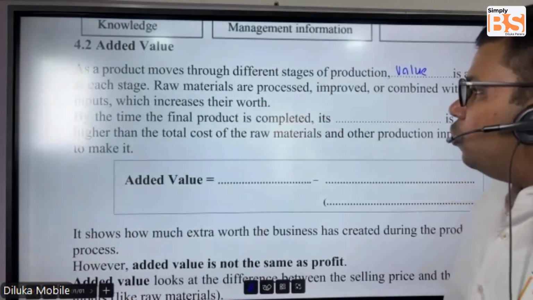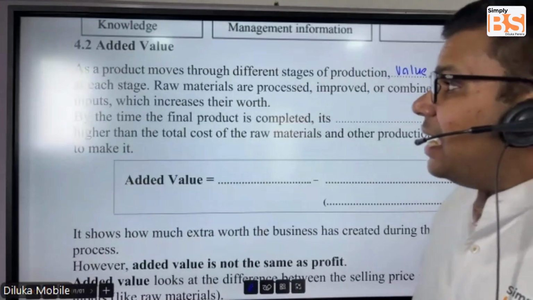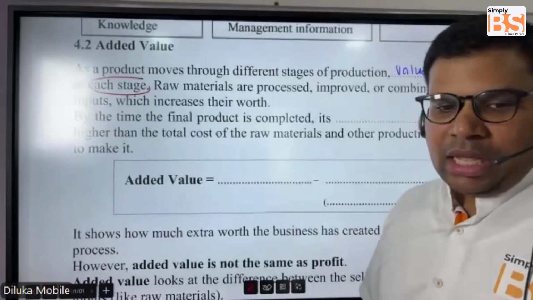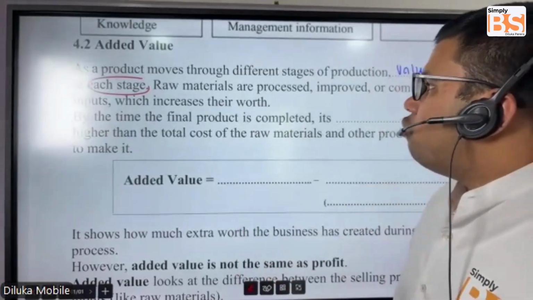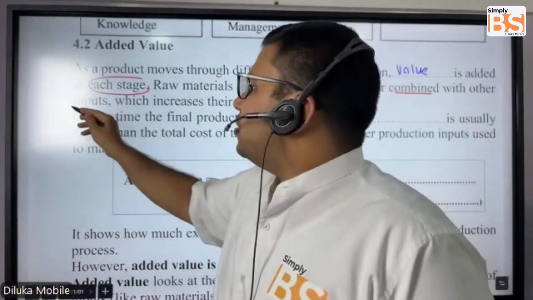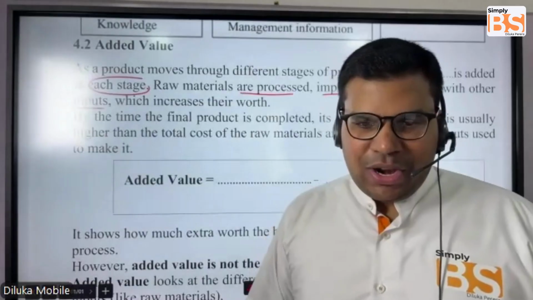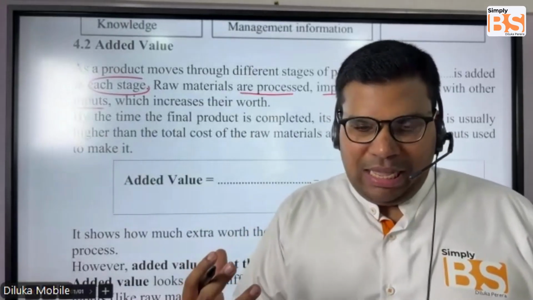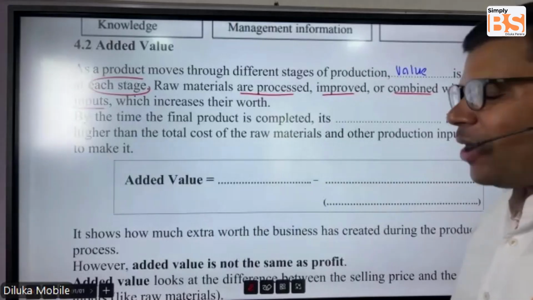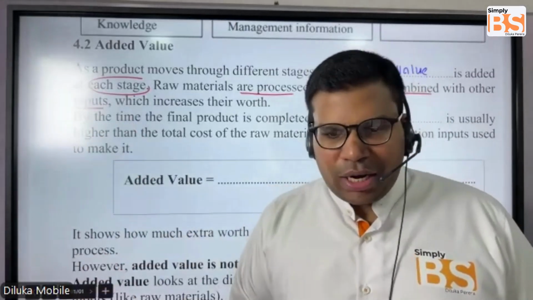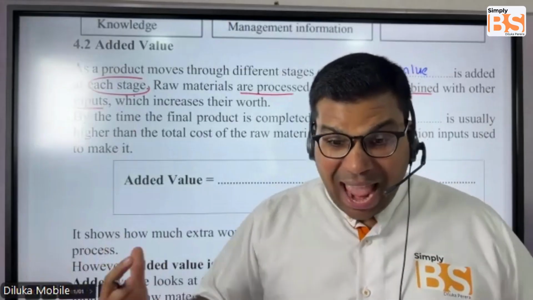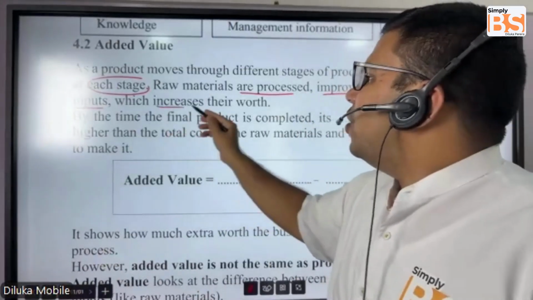Now let's read. As a product moves through different stages of production, value is added at each stage. That is very important, students. You got to underline this as well. Value is added at each stage. Raw materials are processed, improved or combined with other inputs. Can you remember, in the production process, raw materials are not the only set of resources that we use? There are other types of inputs that we use: land, labor, capital, entrepreneurship, information, time, knowledge. All those resources will add value, which increases the worth.